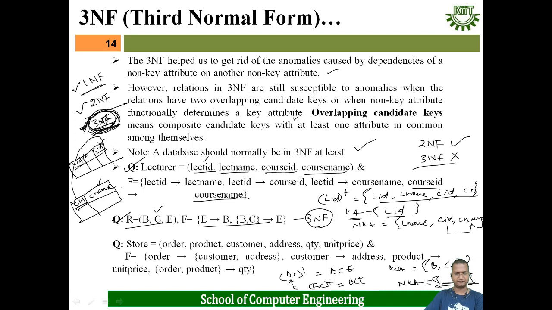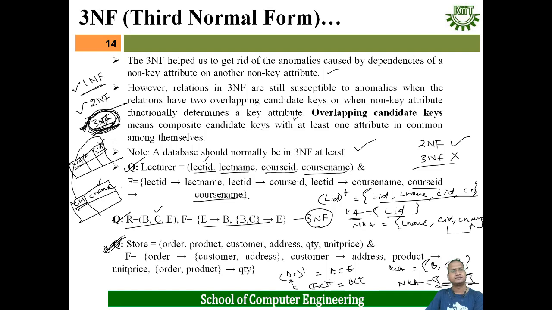Then in this case, another table is there, that is your store table. Here these are the attributes: order, product, customer, address, quantity, unit price, and the functional dependencies are these. Then what is the normal form of this relation? And if it is not in 3NF, then convert it into 3NF. Okay, this is for you. You just find out this.